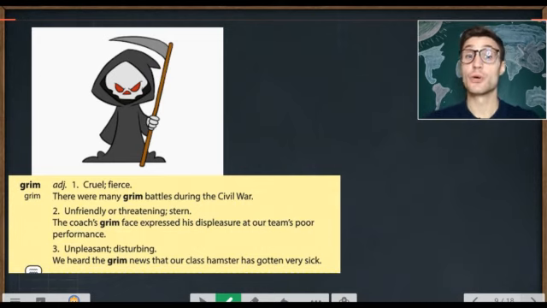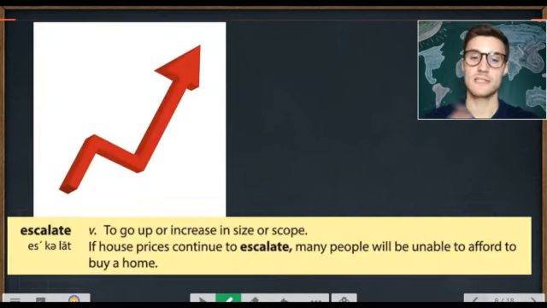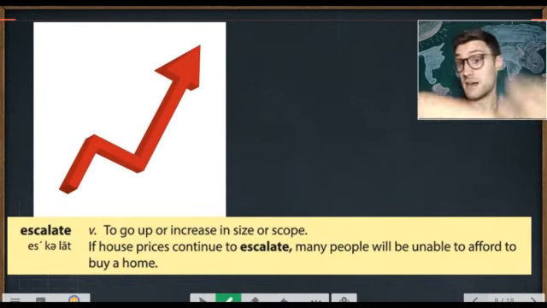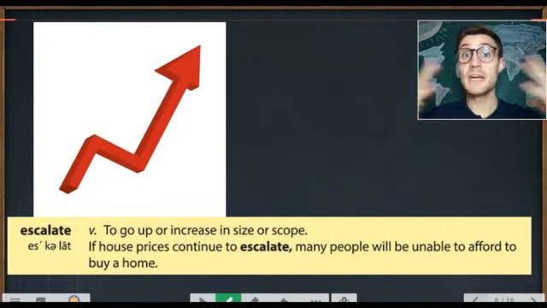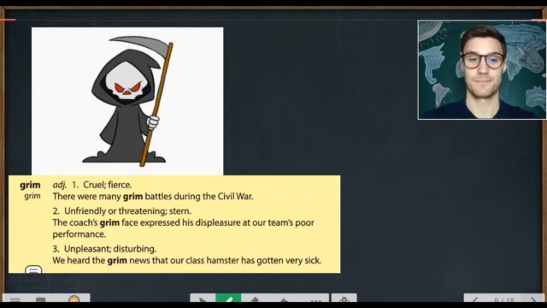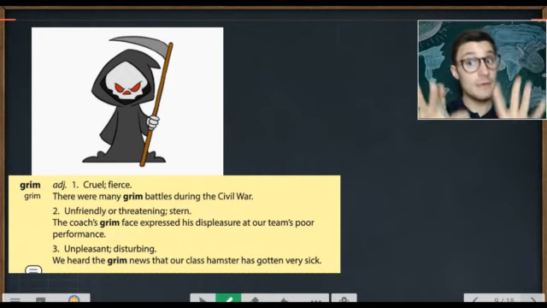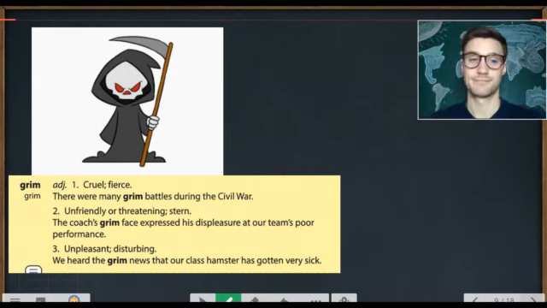Next up, it's grim. Just let's quickly go back to escalate. I feel that I didn't explain this enough. So to escalate, remember, it means to make something bigger. You can escalate a fight. If we argue, I can escalate the fight by maybe punching you. That will make it a bigger problem, right? It will escalate the situation. De-escalate means to bring it down. Calm down, let's de-escalate.